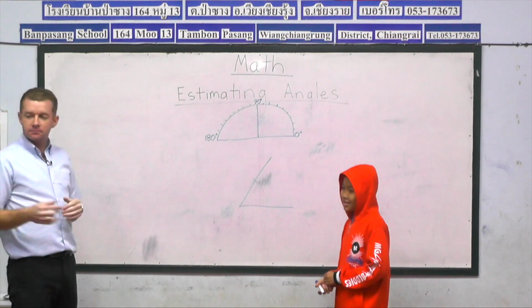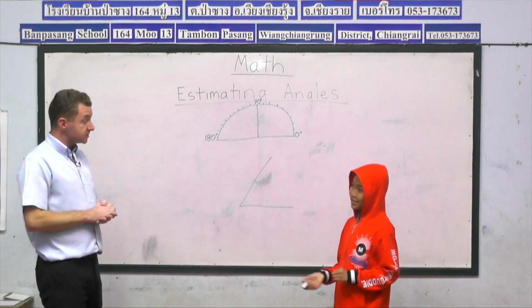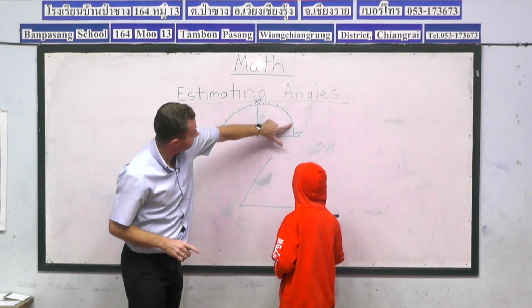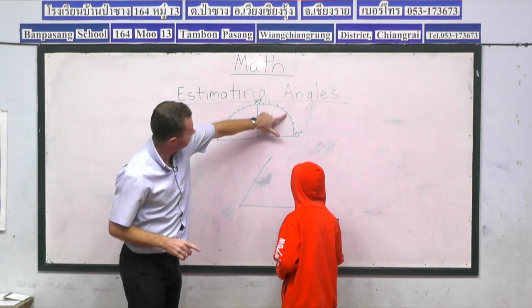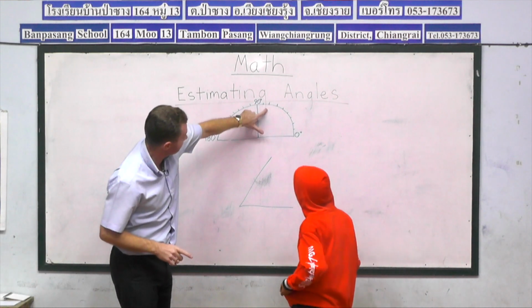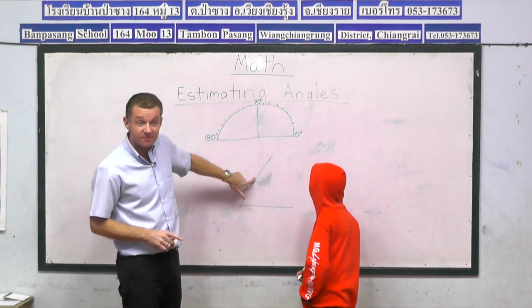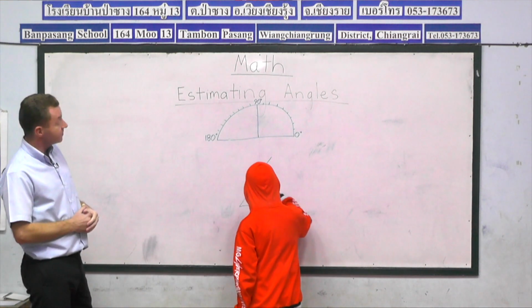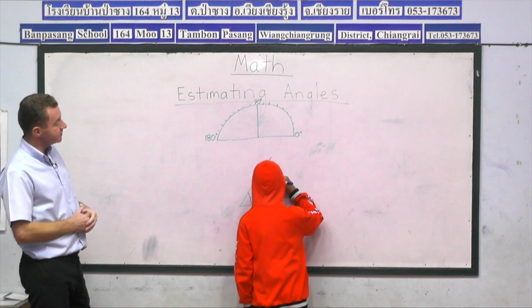50, 30. I think 70 would be good because we go here: 10, 20, 30, 40, 50, 60, 70. I think this looks like 70 degrees. So you can draw your vertex and then write 70 degrees.